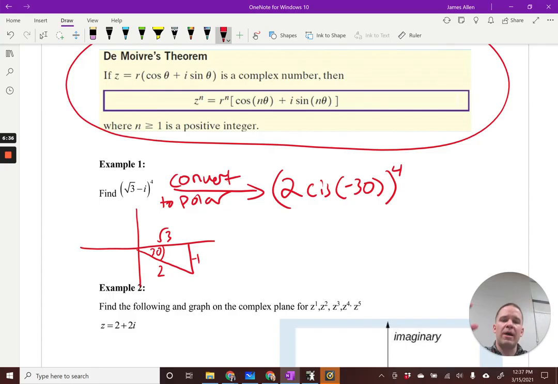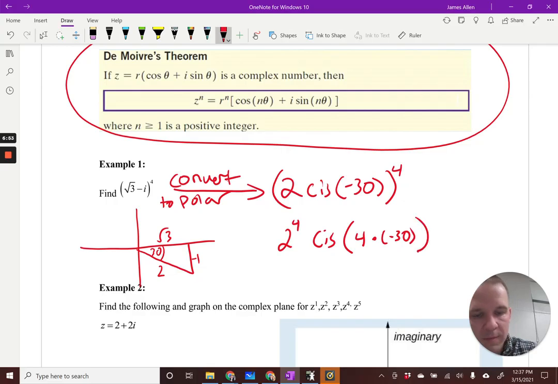Now I have the polar form of what's on the inside, all raised to the 4th power, and now I can use DeMoivre's theorem. So 2 to the 4th power, cis, and then 4 times negative 30. So I've got 16 cis negative 120.